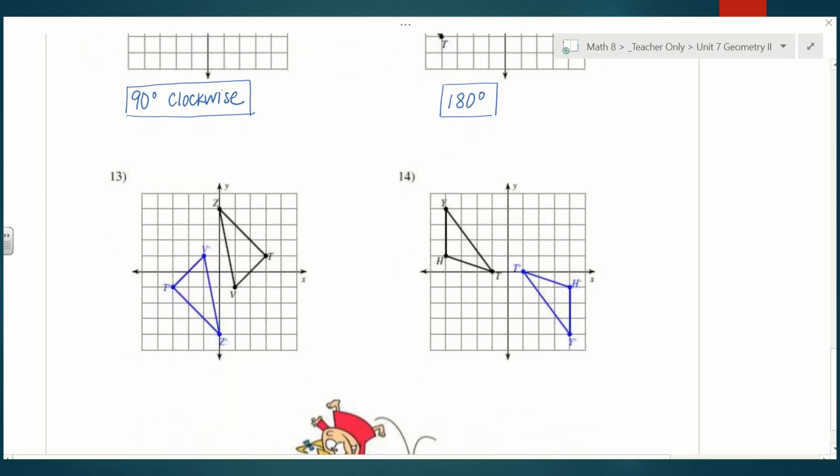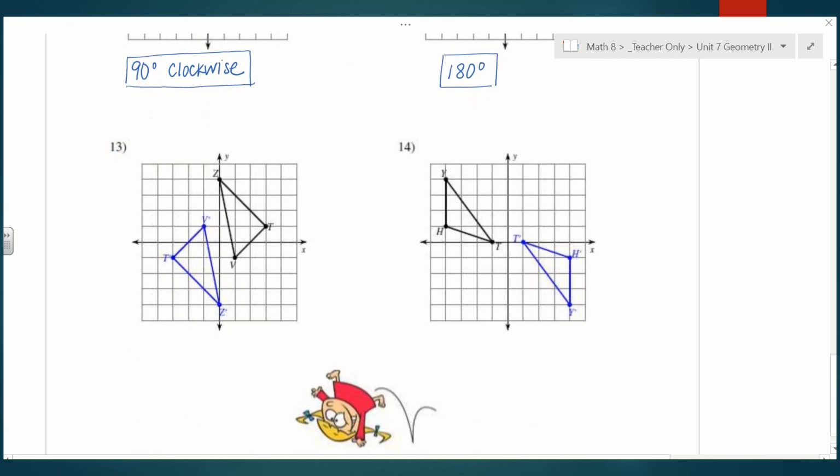Okay, for 13, if I look at my original triangle, which is the black triangle on my screen, and I have to figure out how it was turned to become the blue triangle, this was definitely a rotation. And hopefully if you turn your paper, you can see that it was turned twice to become the image. So this is another 180 degree rotation.